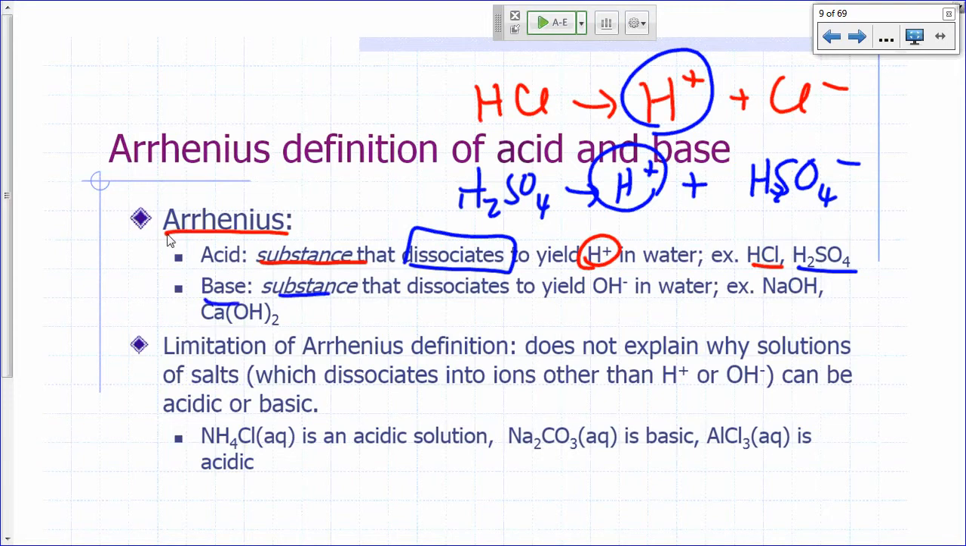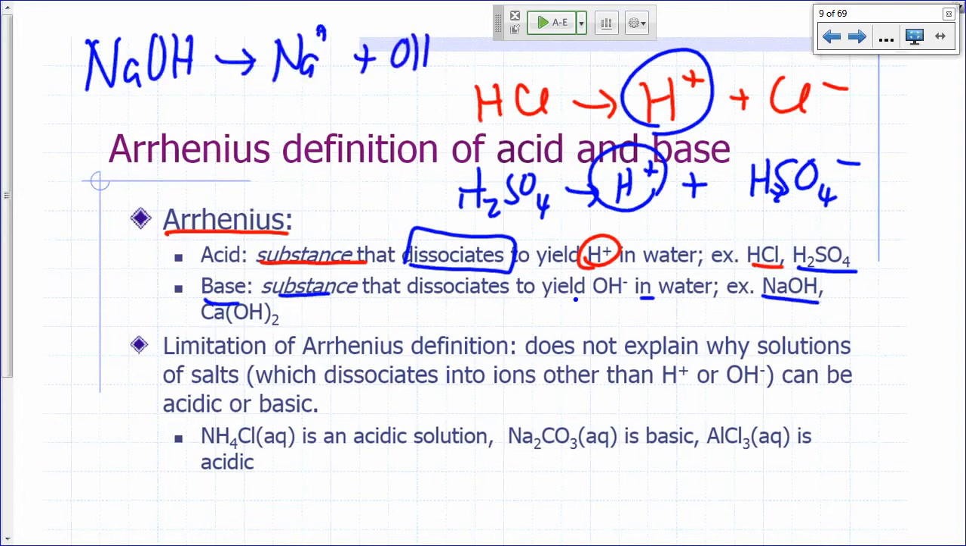A base, on the other hand, is a substance that yields hydroxide in water. So, for example, sodium hydroxide is made up of ions. When you put it in water, those ions are dispersed, and you get hydroxide ions and sodium ions. It's these hydroxide ions that make the substance a base, satisfying Arrhenius' definition: a base is a substance that dissociates to yield hydroxide in water.